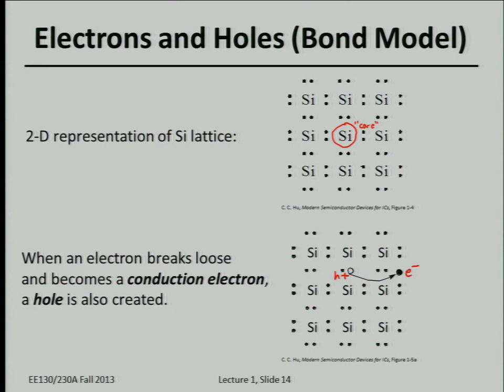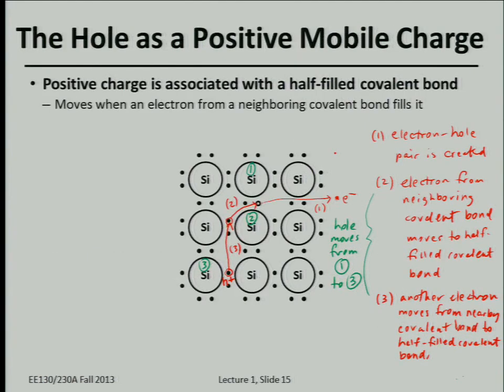So if you look at any silicon atom in this bond picture, basically you could pick 4 electrons that were contributed by that silicon atom, and then the other 4 around it are contributed by its 4 nearest neighbors. Okay, so this is the simple bond model where we can show electrons and holes moving around. And we want to keep track of electrons and holes because those are the charge carriers that conduct current in an integrated circuit device.